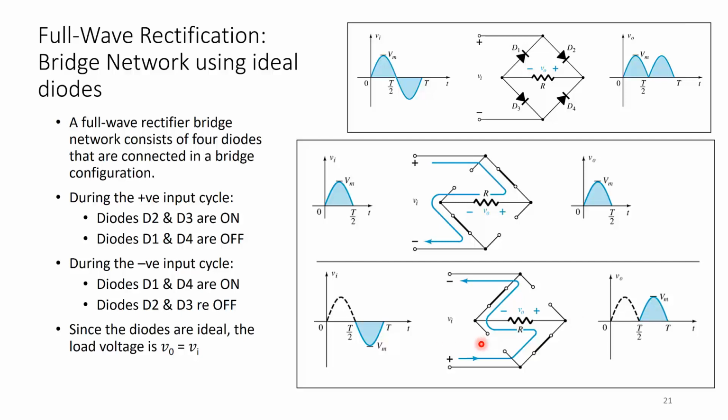If we do a KVL around here, we are going to have minus Vin plus Vout equals 0.